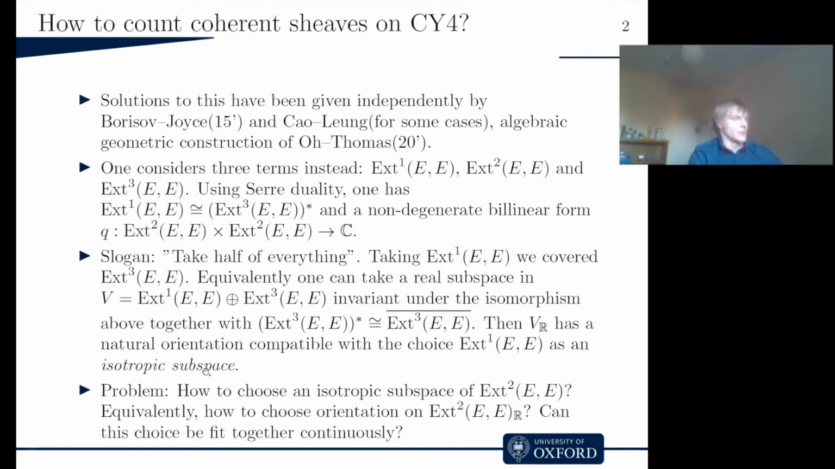So let me just say an equivalent way of looking at this. You're either taking a real subspace of this direct sum Ext1 plus Ext3, which is invariant under the Serre duality isomorphism, and the other way of looking at it is that you're taking the isotropic subspace Ext1, and this isotropic subspace is isomorphic to your real subspace. The natural orientations on this real subspace, because it is a complex space, are compatible with the fact that you're choosing the first Ext group as your isotropic subspace. Now, what's left over is choosing an isotropic subspace of the second Ext group, which is equivalent to choosing some orientation on the real part of it, and somehow fitting these choices continuously.